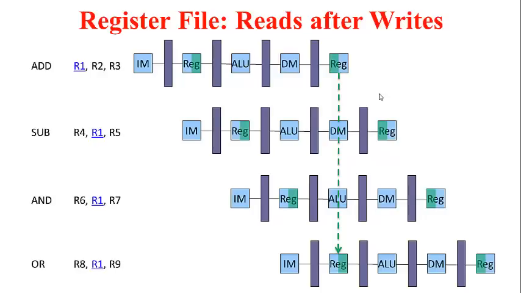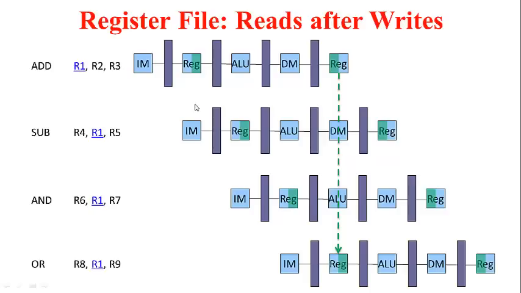The answer is that we can indeed do a whole lot better than stalling. The first part of the solution lies in arranging the register file so that reads happen after writes in the same cycle. That is, we are going to arrange such that writes happen in the first half of the cycle and reads happen in the second half of the cycle.